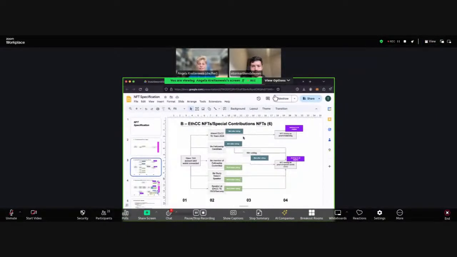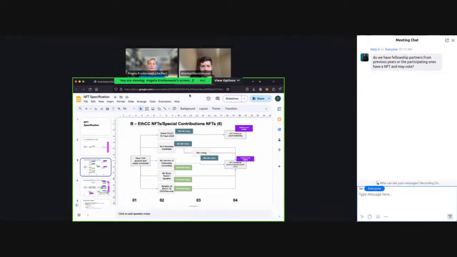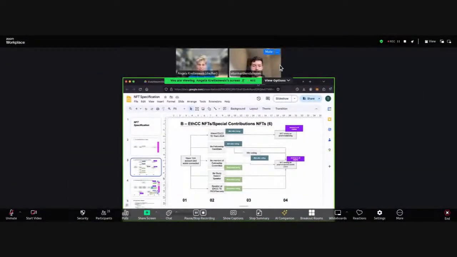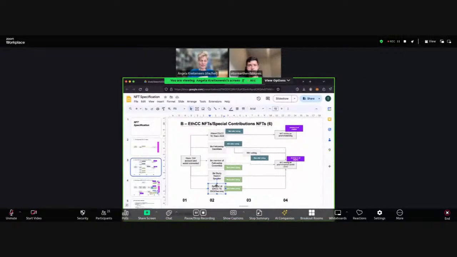Do we have fellowship partners from previous years or the participating ones that have an NFT and may vote? Okay, cool. Good question. So maybe, Nati, can you let me know what you mean with fellowship partners? Yeah, sorry, my voice is not so good because it's early here. Good morning. I'm not sure if I understood correctly, but when you said fellowship members, are you talking about the candidates that are participating right now, or previous ones that we already had? Because I'm not clear on that.